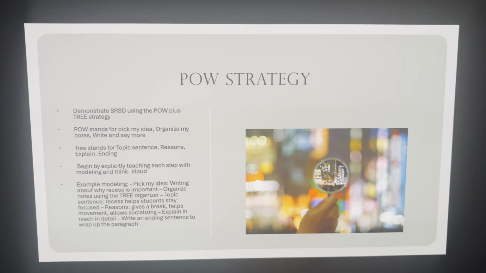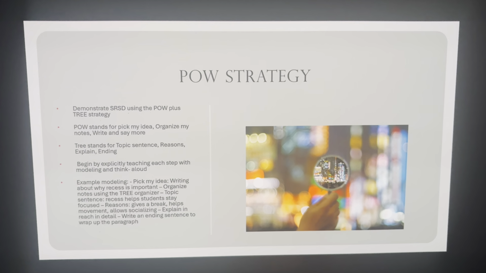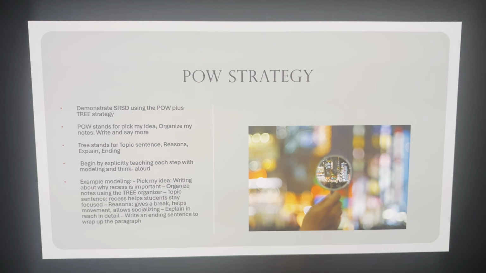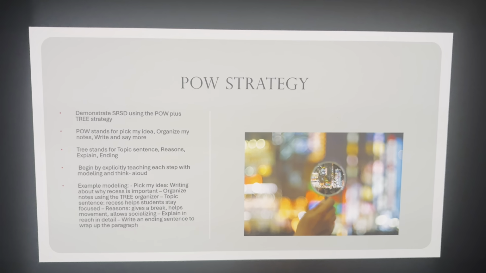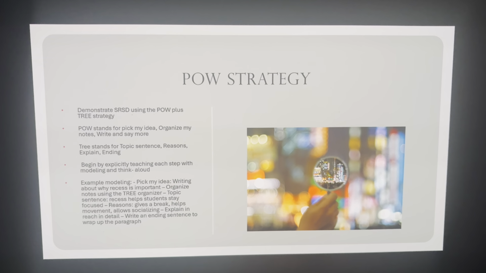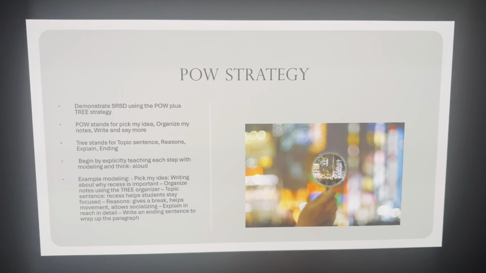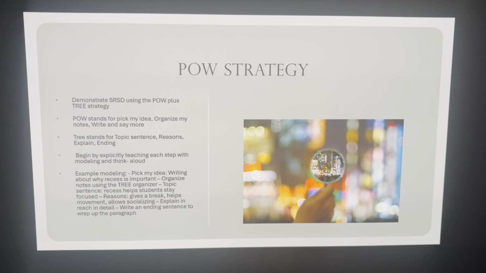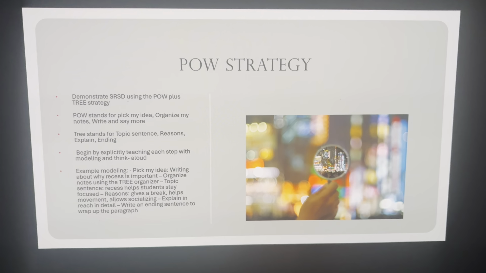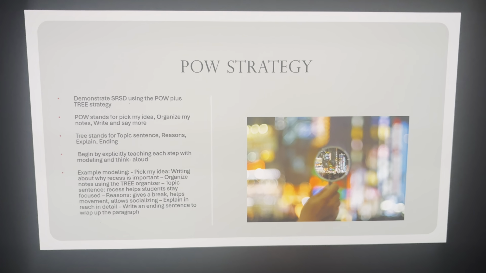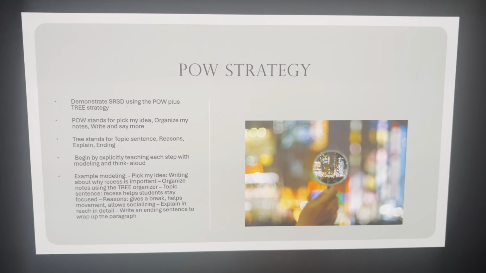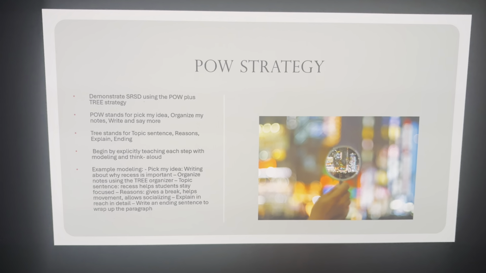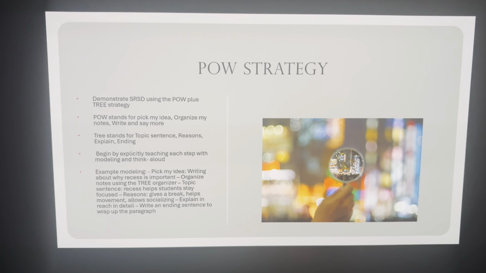So then I would use the POW strategy by demonstrating the POW plus TREE strategy. I will walk through the POW plus TREE strategy, which is commonly used for paragraph writing. POW stands for pick my idea, organize my notes, and write and say more. TREE stands for topic sentence, reasons, explain, and ending.